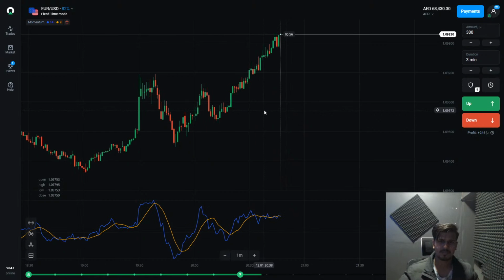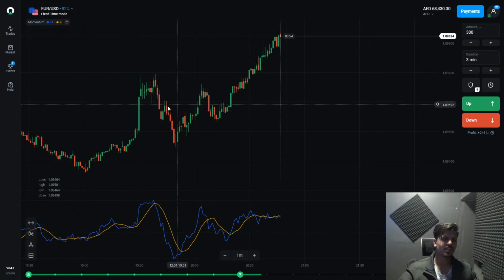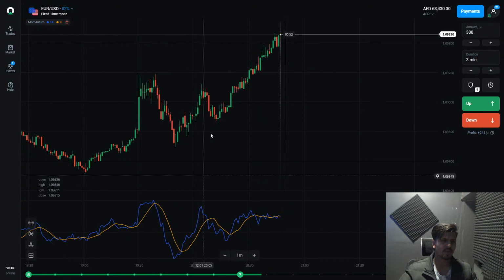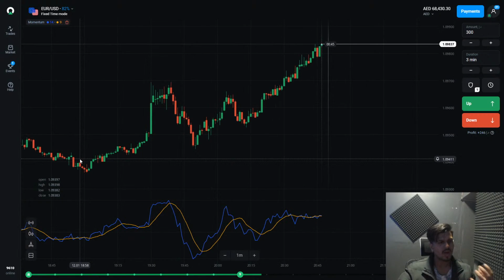So let's start. Guys, as you can see here, these two lines of the momentum, and another line you can see here. This is the Japanese candlestick, we call it. So how did I get these lines?